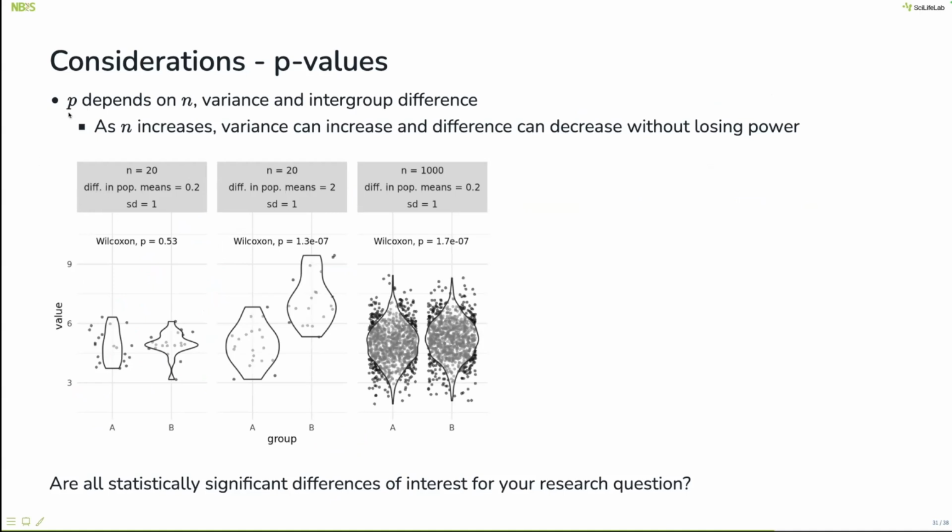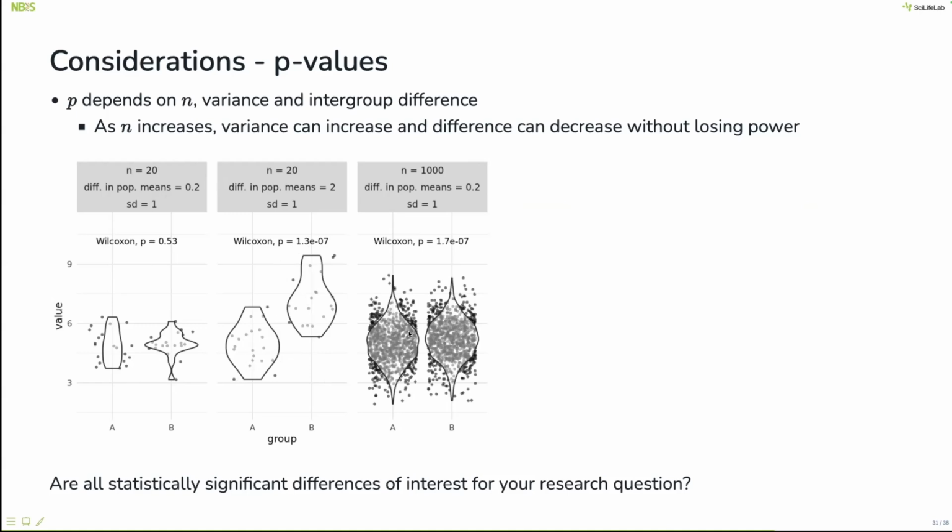So remember that your P will depend on your N, so your sample size, as well as the variance and the intergroup difference. Here I just have an example of samples from different populations. So this one and this one, they're from the same population, but with different N's. And this one is from another population with a larger difference in means. And I think that a lot of us, when we see a p-value like this, a very small one, will tend to assume that there's a big difference in means.